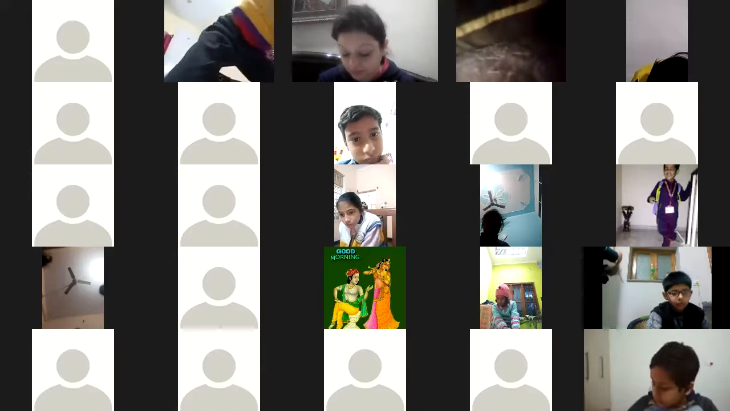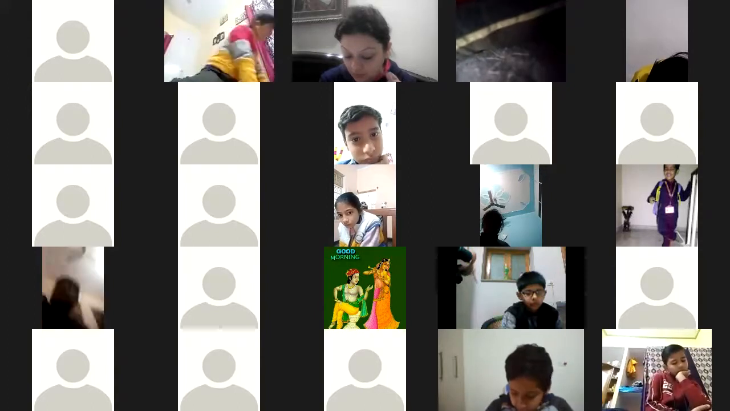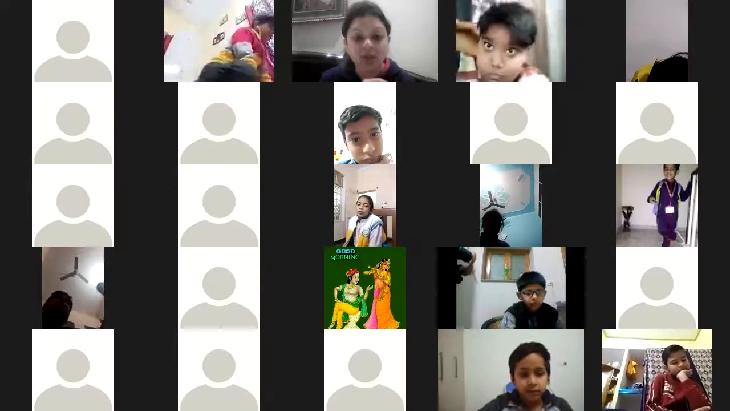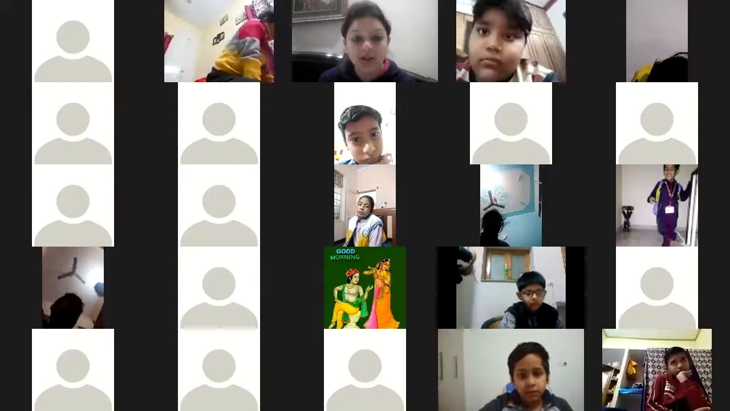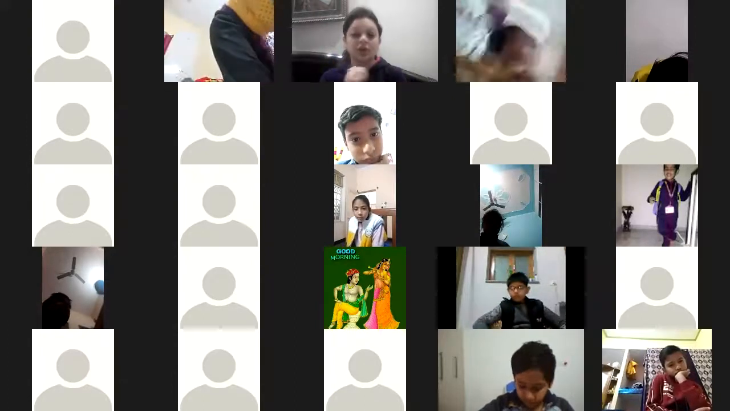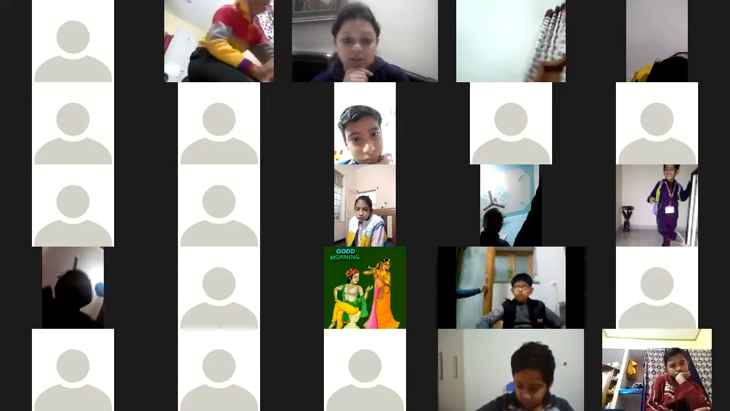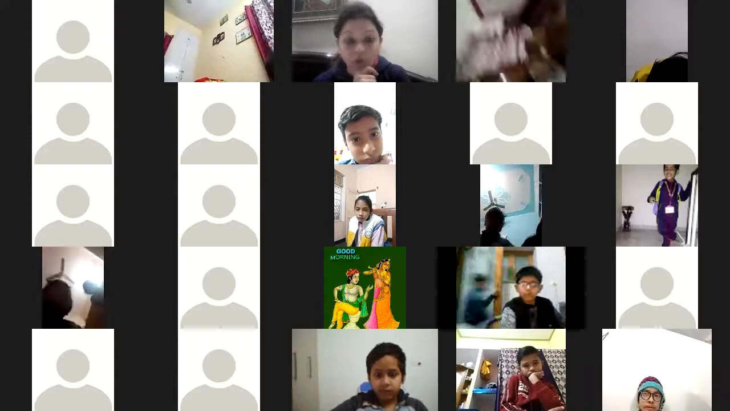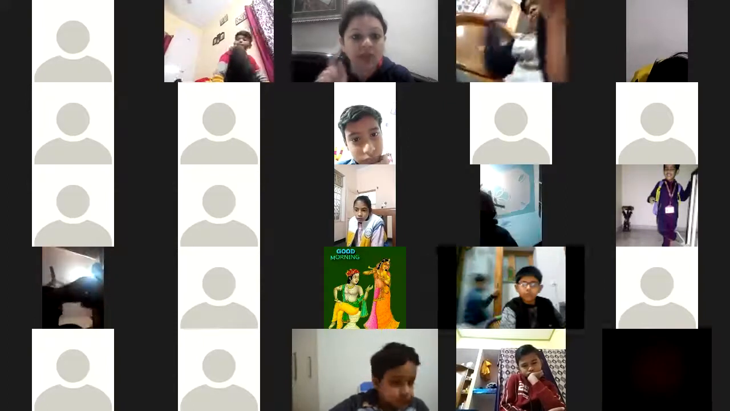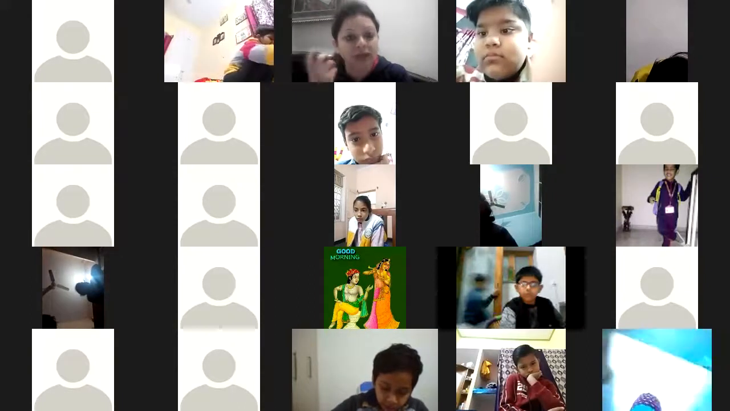And what is written on page number 50? Read out that also. An octet is a group of 8 people or things. Anything that has got 8 is called an octet. What is a figure with 8 corners called? Octet is a group of 8 people or things. Like if we talk about shapes, a shape that has 8 corners is called an octagon. Similarly, a group of 8 people is called an octet.